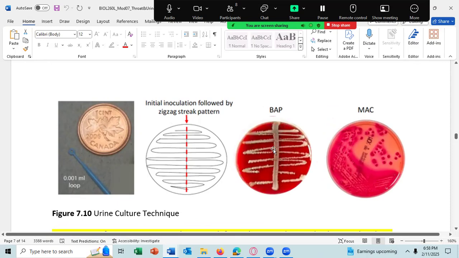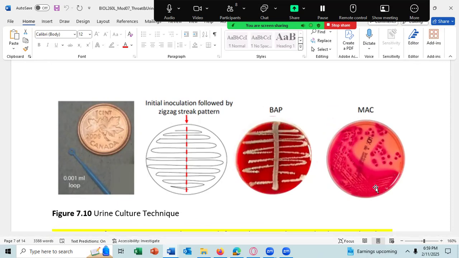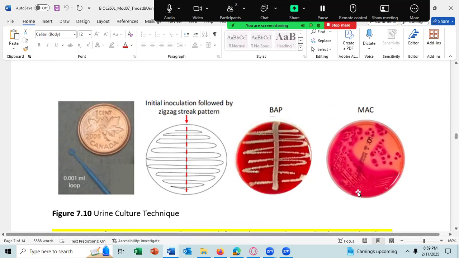You then will streak it on either a MAC or an EMB plate. And usually the streak will go this way, and they usually use the normal streak plate method for isolating colonies. So there's quadrant 1, quadrant 2, quadrant 3, and then quadrant 4. And this is on a MAC plate, but it could be an EMB plate.